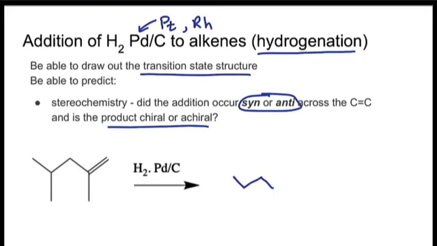So first, let's just predict the product here, and I'll share the regio and stereochemistry details with you. So the way this is going to work is that hydrogen is going to add syn across the double bond, one hydrogen to one carbon, the other hydrogen to the other carbon. In this case, that will force this methyl onto this side. And then on the other carbon, you've just got hydrogen atoms.